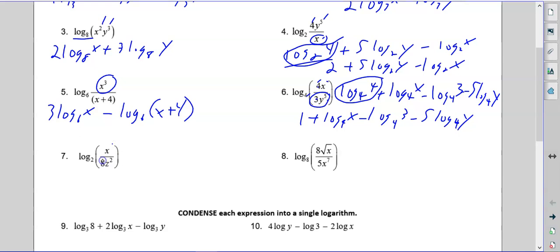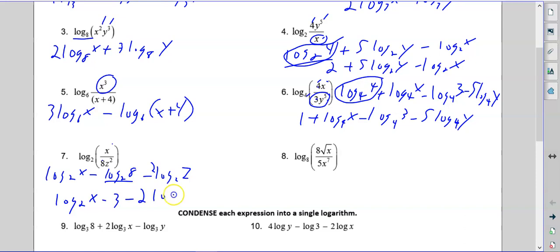Right? On number 7, 1, 2, 3 terms. The 8 and the z are both going to be subtracted, and the 2 is going to come out in front of the z. So, to start, log 2 of x minus log 2 of 8, and that's one of these special circumstances, because 2 to the 3rd power is 8. That's going to become 3. Minus log 2 of z, and don't forget to move this 2 out in front. So what do we have? We have log 2 of x minus just 3 minus 2 log 2 of z.